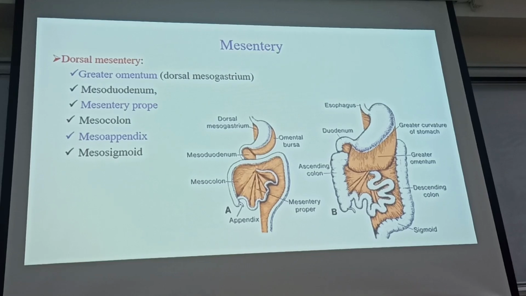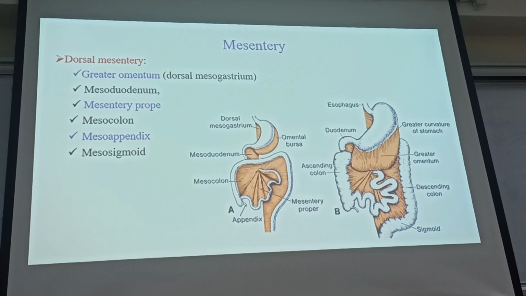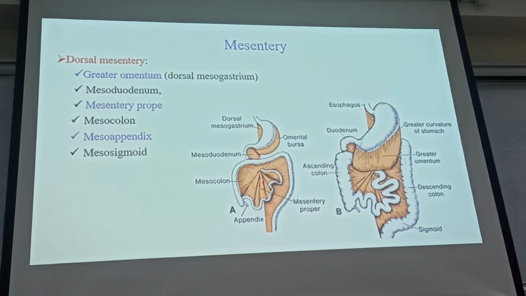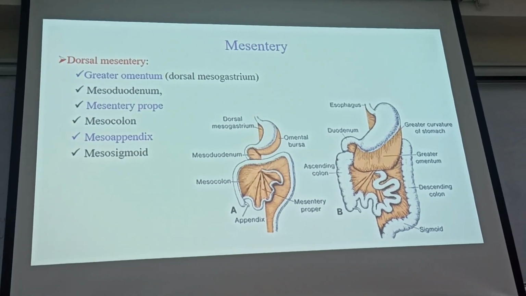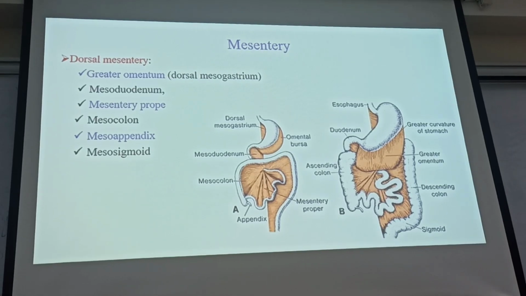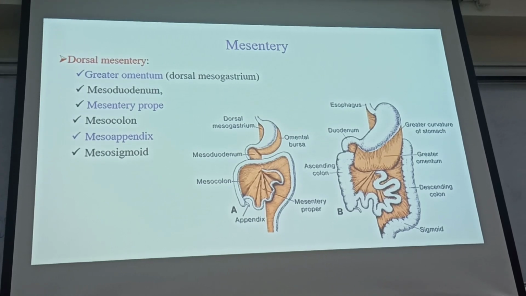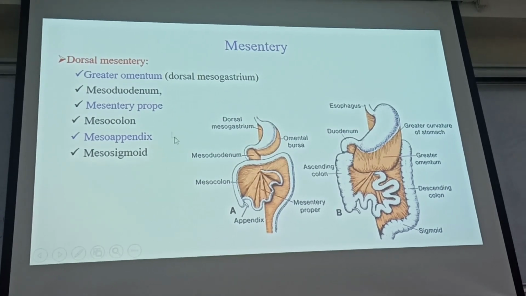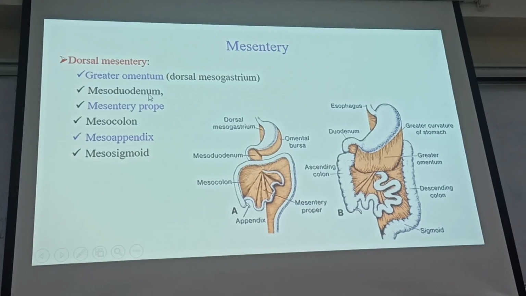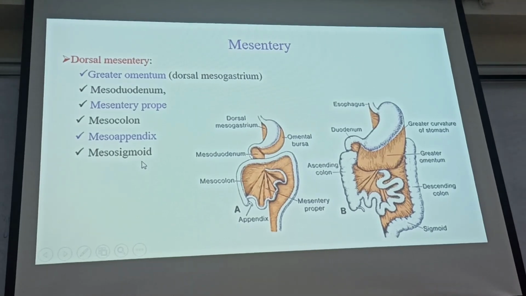But at first there is a general dorsal mesentery. But in the next steps, according to the name of organs, the dorsal mesentery is renamed. For example, mesoduodenum, mesogastric, mesocolon, mesoappendix, mesosigmoid.